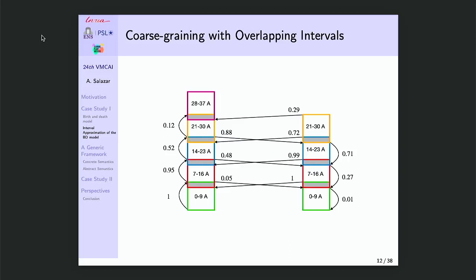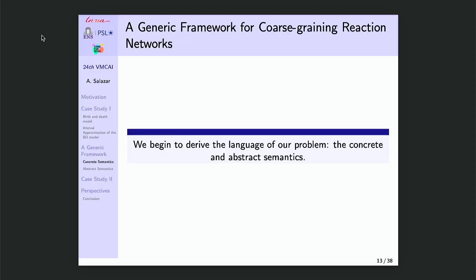Okay? And so now what we will try to do is to derive the language of the formalizations that we do. And the way that we do this is that first we define the concrete semantics, which describes all the behaviors that can emerge from a reaction network, a system of reactions.